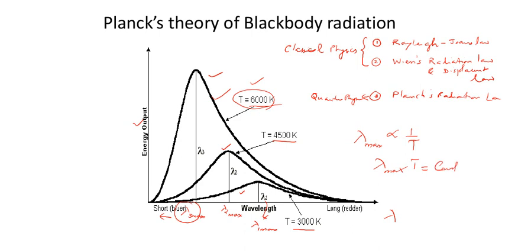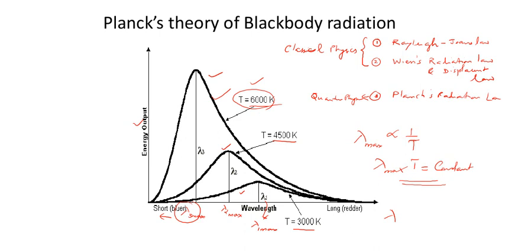And this particular observation, by analyzing the blackbody spectrum, was made by Wien. And this law is known as Wien's displacement law. The reason the word displacement is used is because the peak gets displaced. The peak in the blackbody spectrum gets displaced, moved to the shorter wavelength region when the temperature increases.